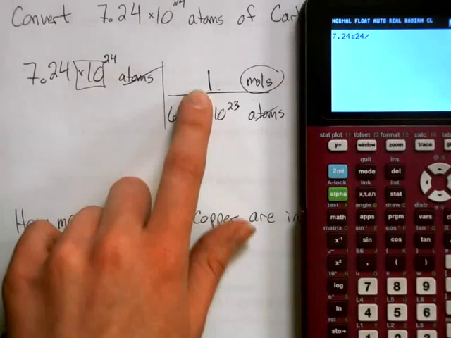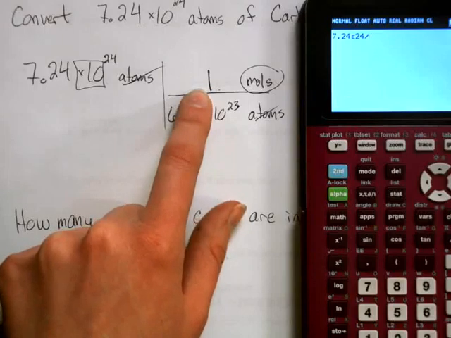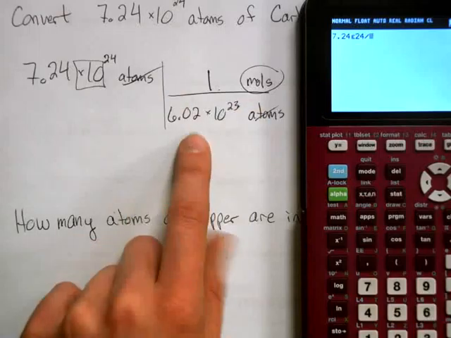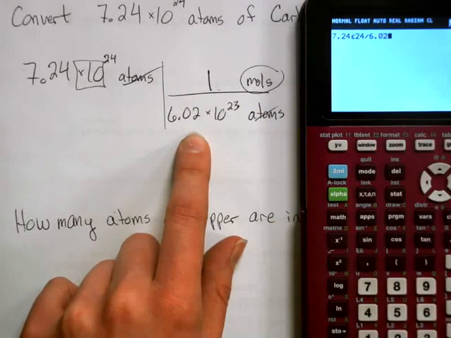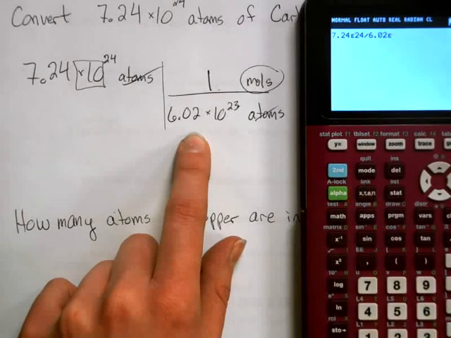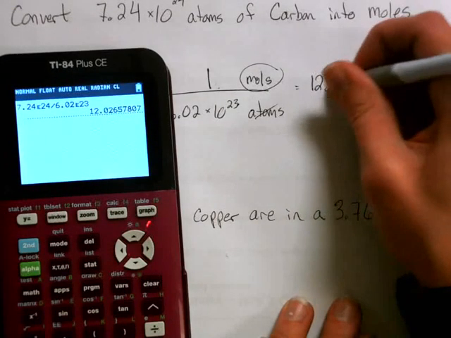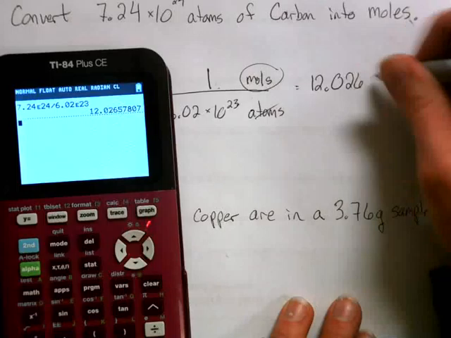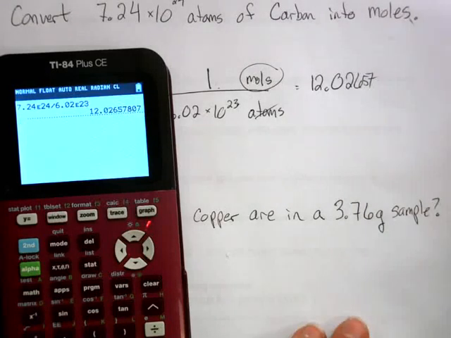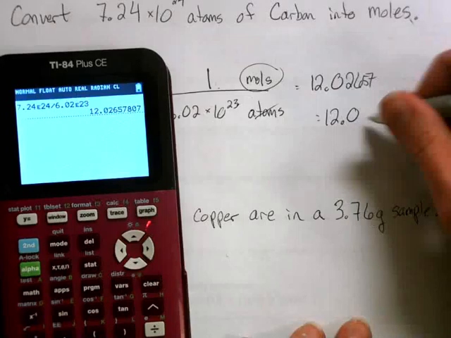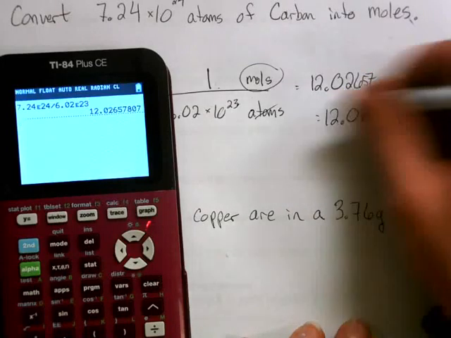And then divided by, well, I could multiply by 1, but anything times 1 is itself. So then I just care about this part that's on the bottom. So I divide by my 6.02 E button, 23, equals, I get 12.02657. I need to round that to 3 digits, so 12.0, and I need to include my unit, which is moles.